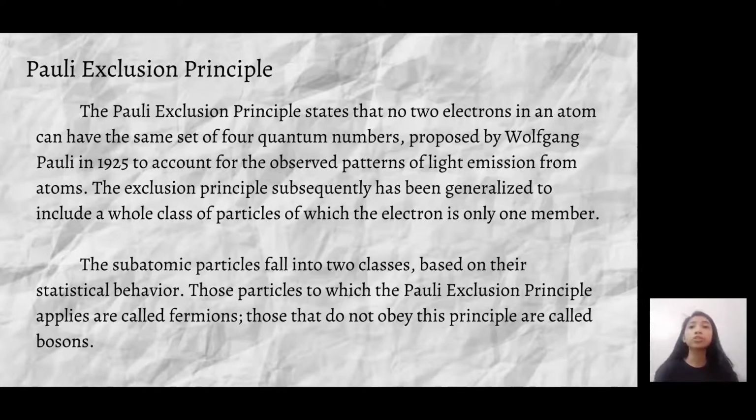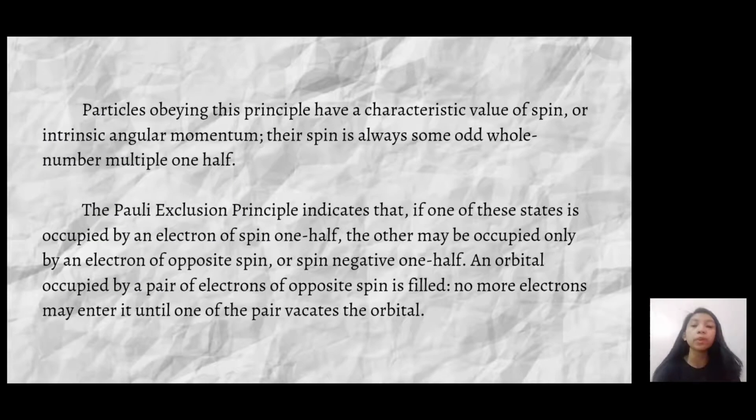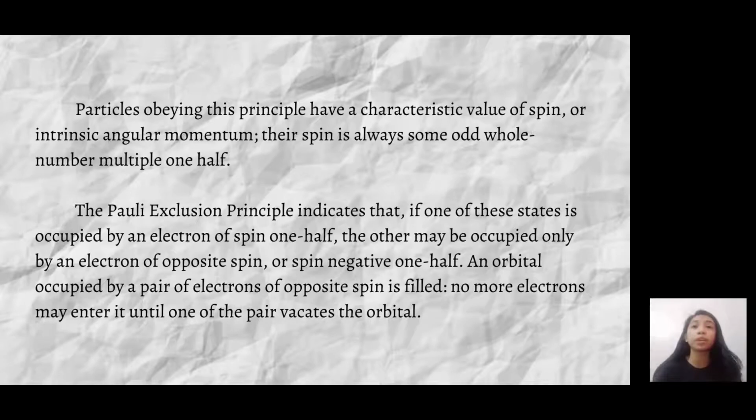The exclusion principle subsequently has been generalized to include a whole class of particles of which the electron is only one member. The subatomic particles fall into two classes, based on their statistical behavior. Those particles to which the Pauli exclusion principle applies are called fermions, and those that do not obey this principle are called bosons. Particles obeying this principle have a characteristic value of spin, or intrinsic angular momentum. Their spin is always some odd whole number multiple of 1/2.